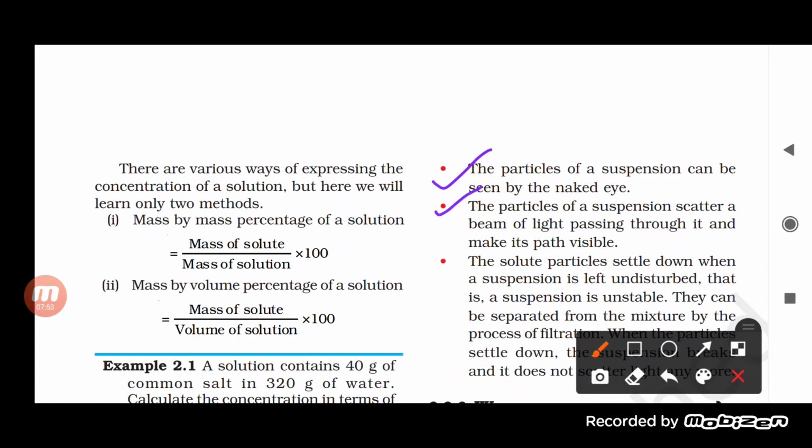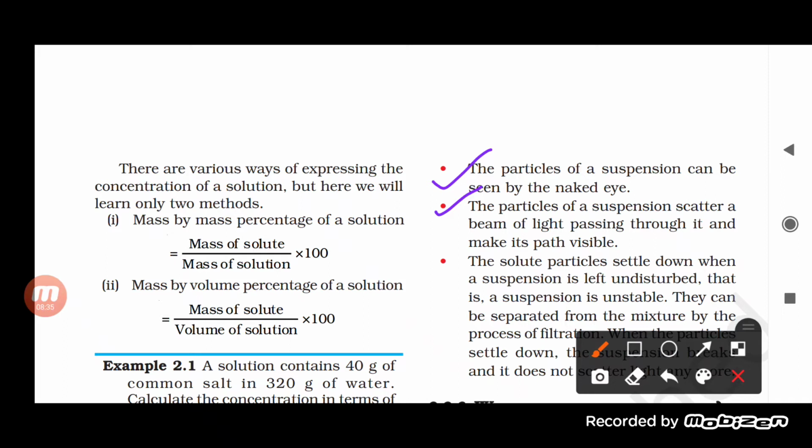The solid particles settle down when a suspension is left undisturbed. That is, the suspension is unstable. They can be separated from the mixture by the process of filtration. And when the particles settle down, the suspension breaks and it does not scatter the light anymore. So, what happened? When we leave a true solution or colloidal solution undisturbed, the particles will not settle down. Like if we take an example of sugar and water, the particles present in it will not settle down.